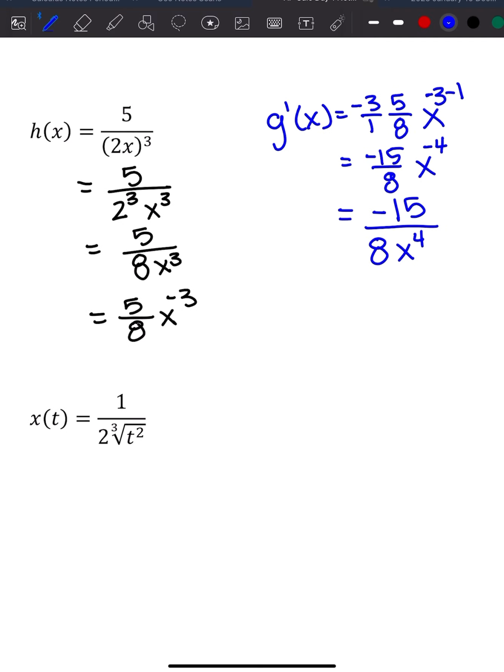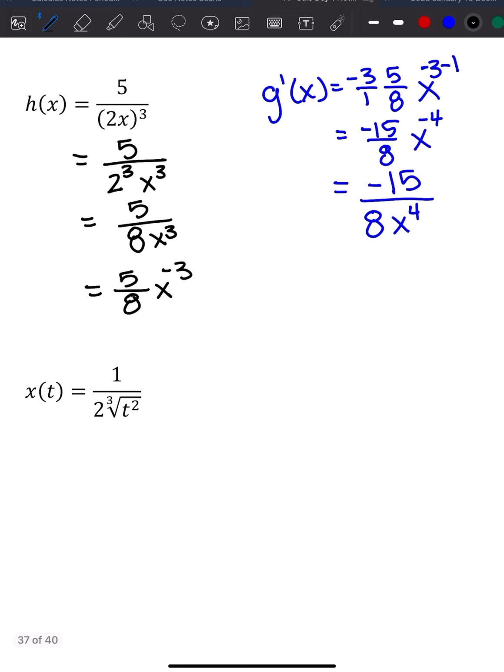So we have another one here where we need to change what it looks like before we can do anything with it. This one has 1 over 2 times the cube root of t squared. So I'm going to just leave that as a 1/2, and then we're going to change it. We have a root, and it's in the denominator, which means we have a negative and a fraction. So our power is 2, our root is 3.